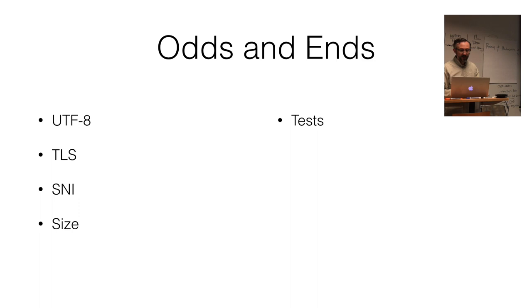Tests. Mojolicious has about 95% test coverage. There are very few modules on CPAN that have this level of test coverage. These are serious developers who operate here, and they have extremely high standards for their production. You can take that to the bank. 11,000 tests. In fact, I'll tell you about that in a moment.